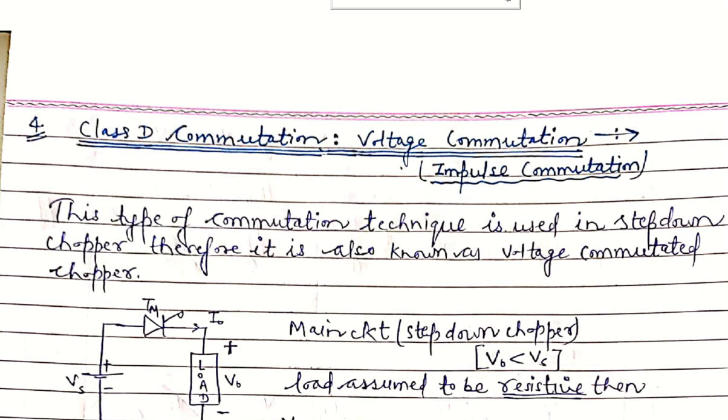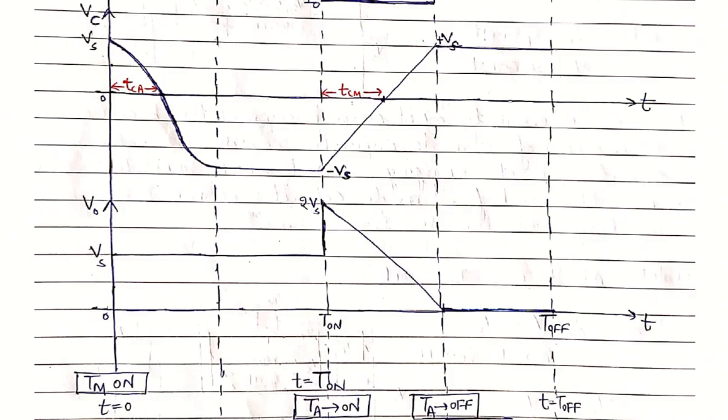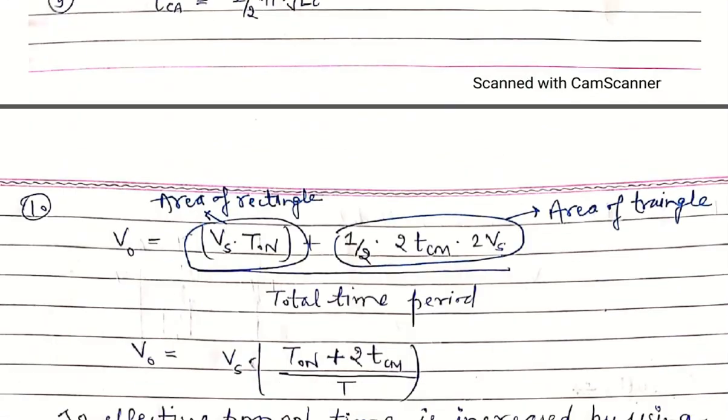Very good morning, students. In today's class, we will see some numerical problems based on class D commutation, that is voltage commutation. Till now, we have covered all types of commutation techniques: class A, class B, class C and class D. We have also done numerical problems related to class A, B and C. Now we'll see the numerical problems on class D commutation, which we have covered in our previous lectures. So we solve numerical problems related to class D commutation.